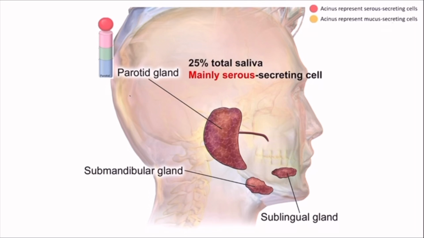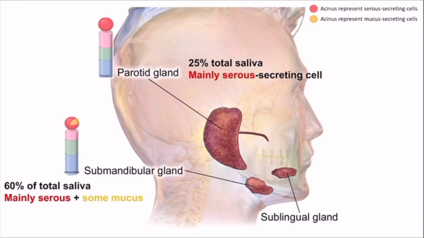The parotid gland is the largest of the salivary glands, and it is responsible for producing 25% of saliva in the body. The majority of parotid gland is made of serous acini, which are responsible for the secretion of thin watery fluid that is rich in enzymes. These enzymes contribute to the process of food being broken down in the mouth.